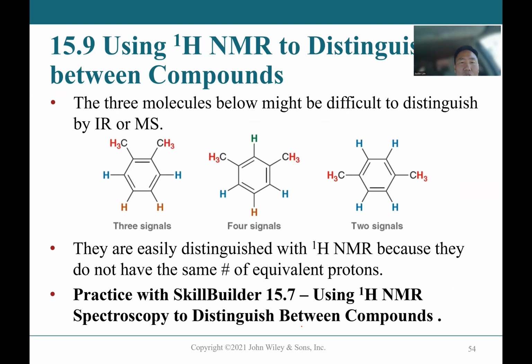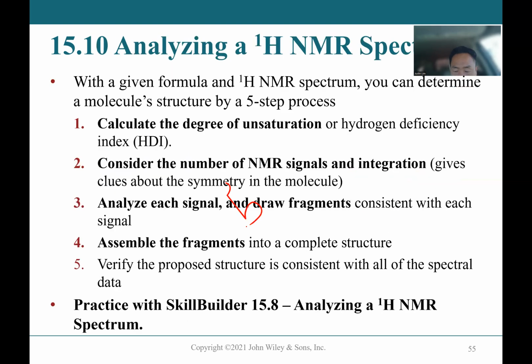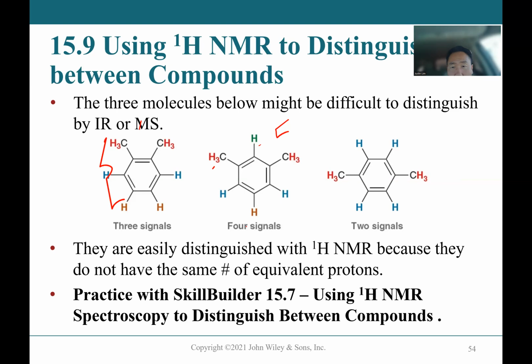Okay, let's count the number of different types of protons. So you can see symmetry here. So we can count 1, 2, 3 signals in proton NMR. And next, the middle one, you can see 4 different signals: 1, 2, 3, and 4. On the right side, you can see only 2 signals.